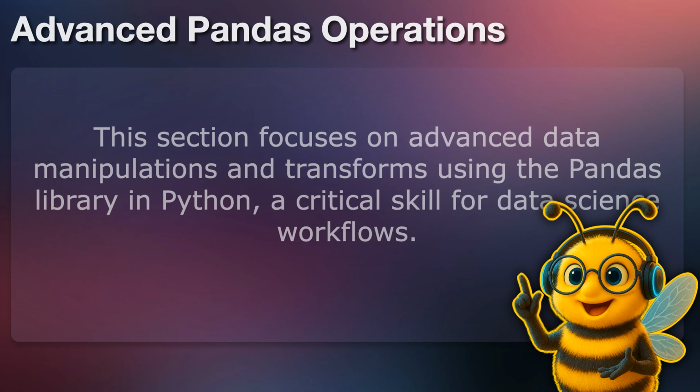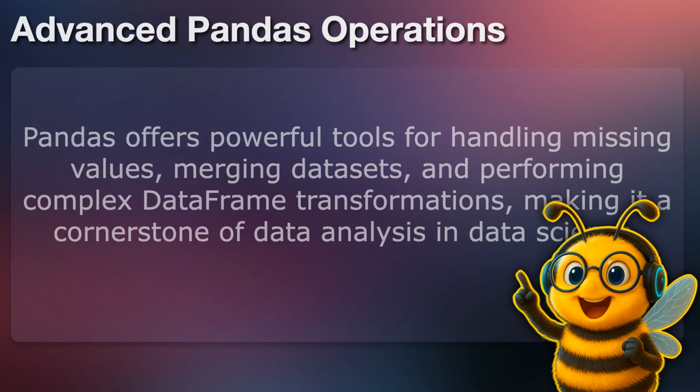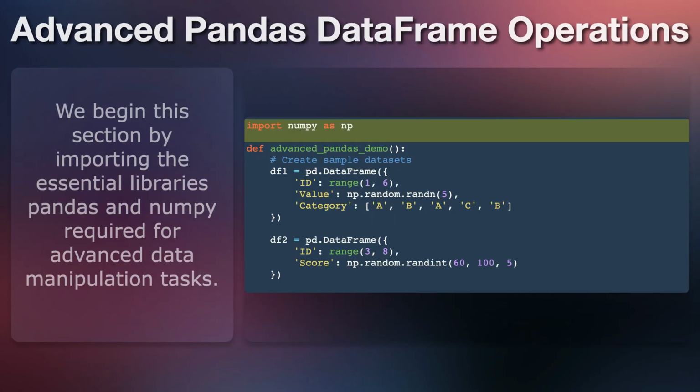This section focuses on advanced data manipulations and transforms using the Pandas library in Python, a critical skill for data science workflows. Pandas offers powerful tools for handling missing values, merging datasets, and performing complex data frame transformations, making it a cornerstone of data analysis in data science. We begin this section by importing the essential libraries Pandas and NumPy required for advanced data manipulation tasks.